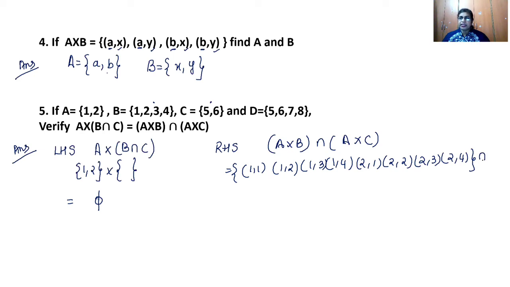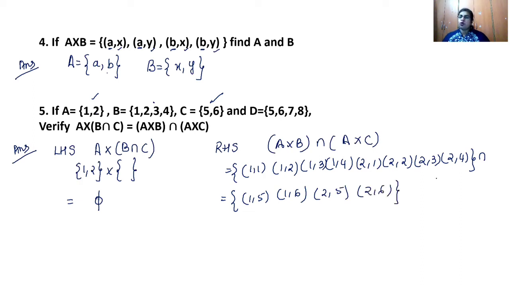Now the intersection with A cross C. Let me write A cross C now. Here is your A set and here is your C set. Concentrate on that and write A cross C. It is (1,5), (1,6). I finished one. Go to the next element: (2,5), (2,6).